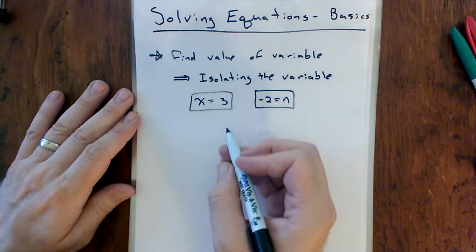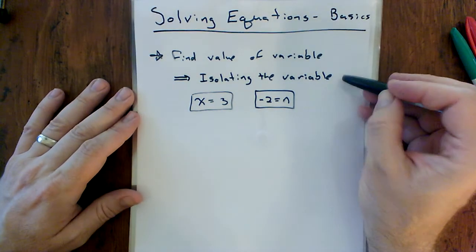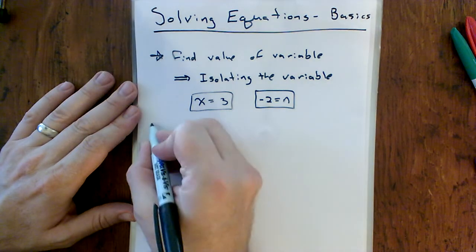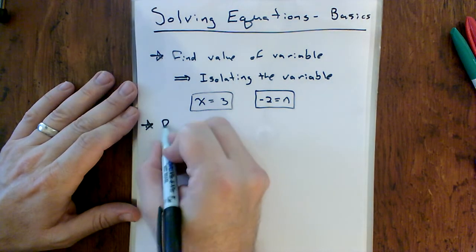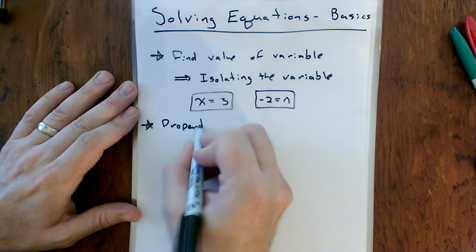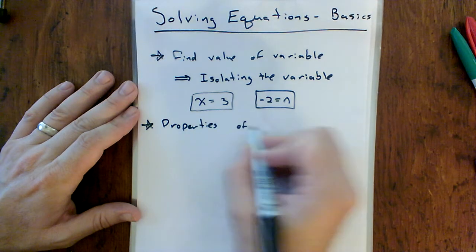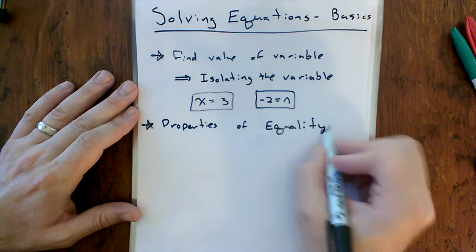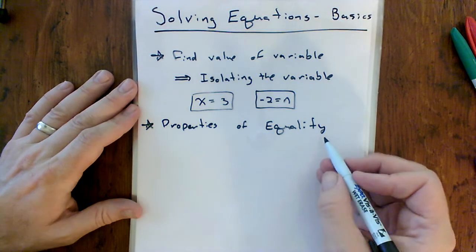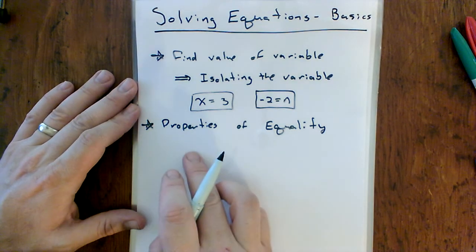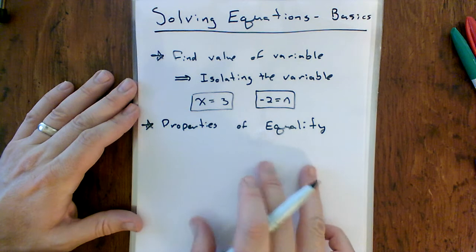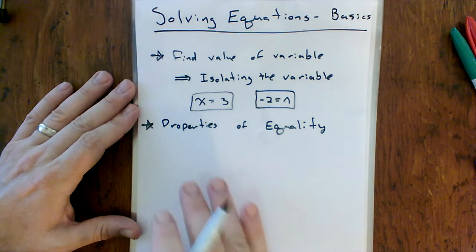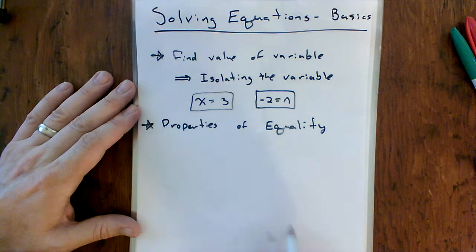Now, the other main property, or it's kind of an overarching idea here, is called the property or properties of equality. And broadly what this means is that anything that we do to one side of an equation, we can do the same thing to the other side. In fact, we must, because if we don't, it's not going to remain in balance.